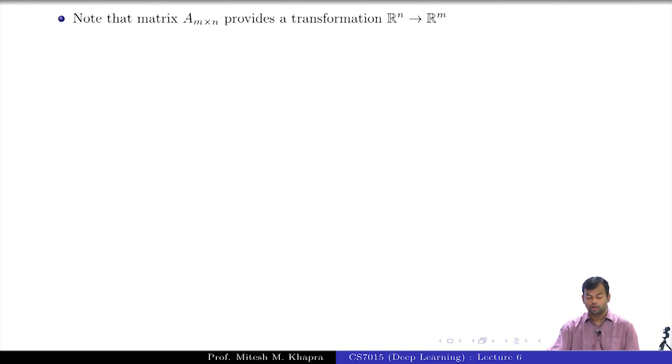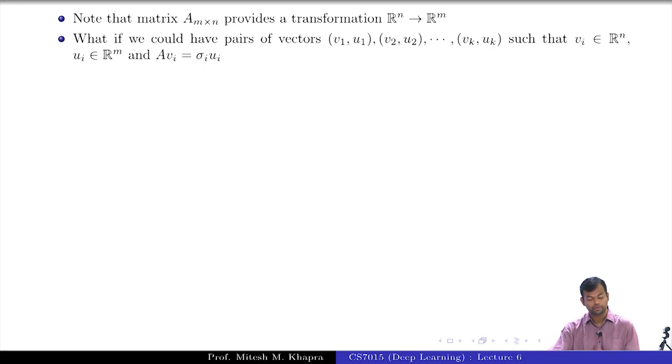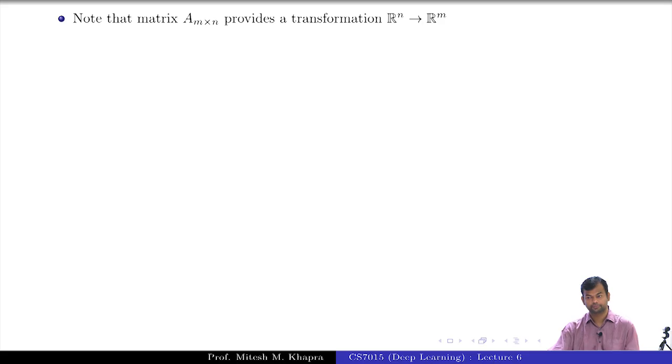Okay. So notice this matrix, you can think of it as a function which provides a transformation from Rn to Rm. So what is the set of inputs to the matrix? It's vectors belonging to Rn, right? That's the set of inputs.